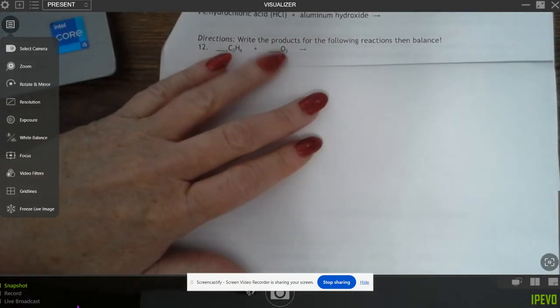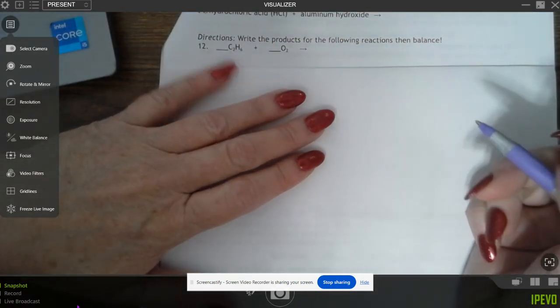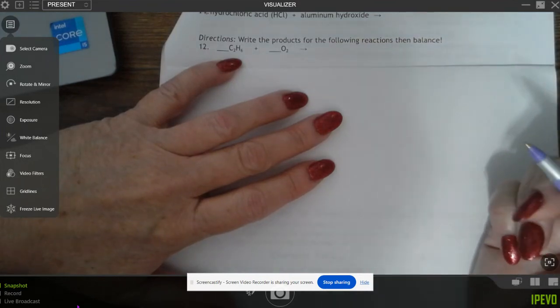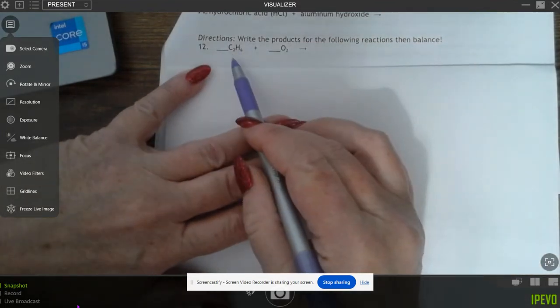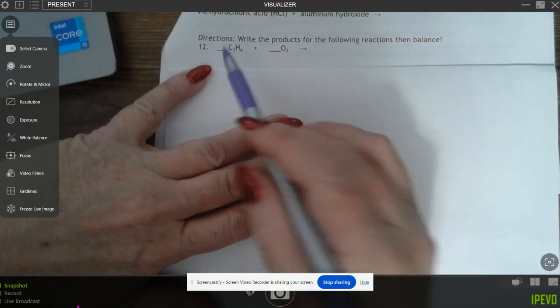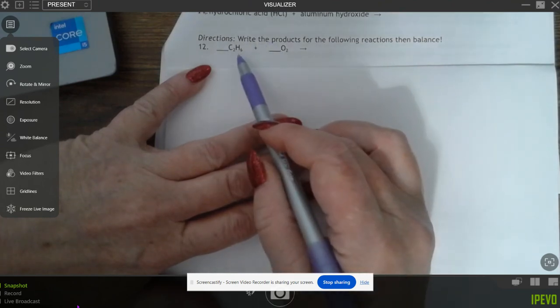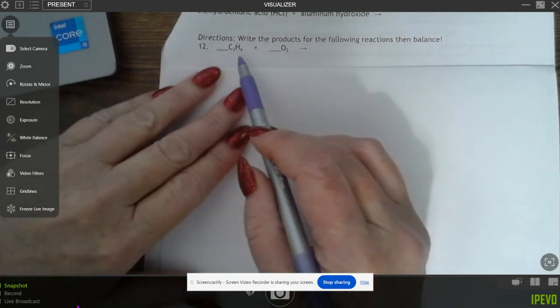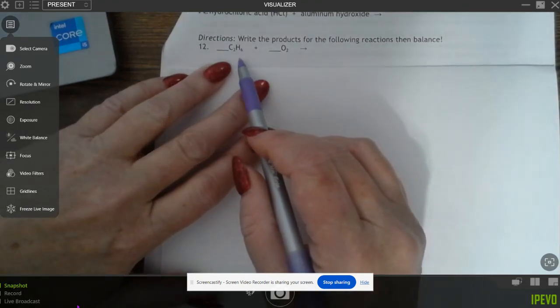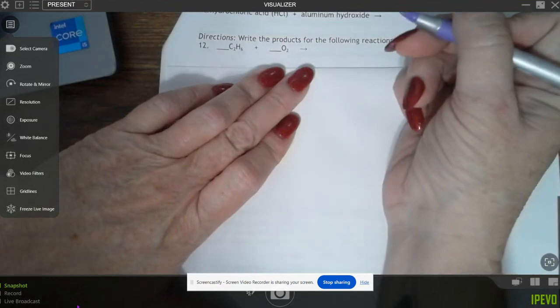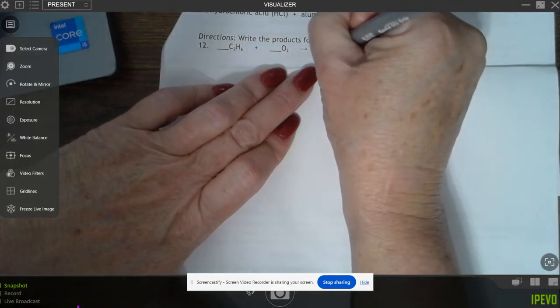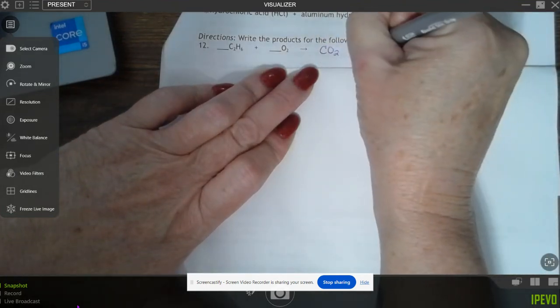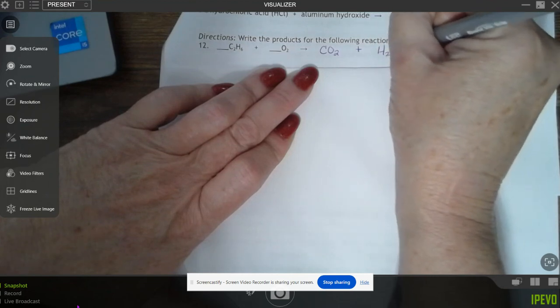First of all, notice we didn't even bother with words because we haven't learned really the formal name of this. This is ethane. We would call it dicarbon hexahydride. I'm not going to worry about words for those. Okay, so I'll just give you a formula. What you need to know is the products of combustion reactions are always CO2, carbon dioxide, and water.